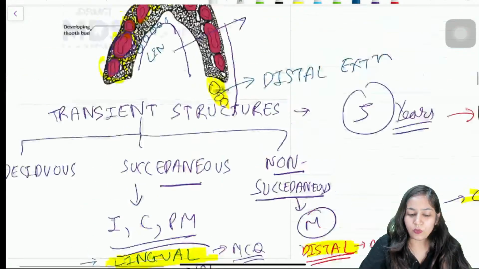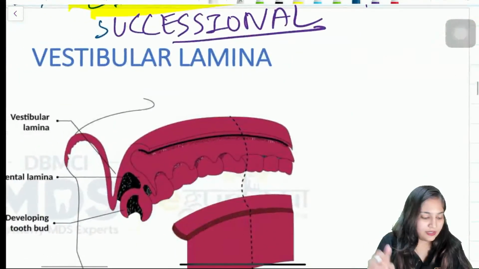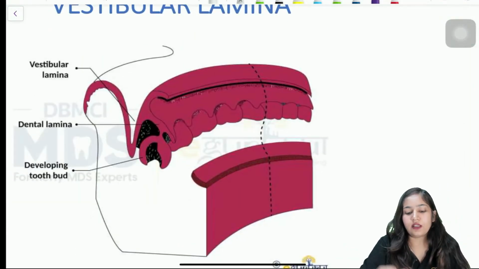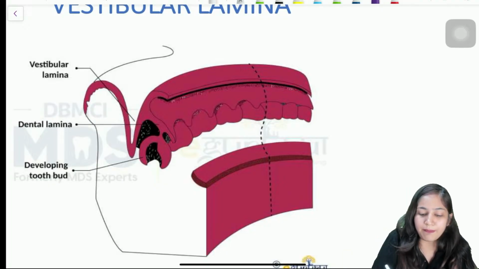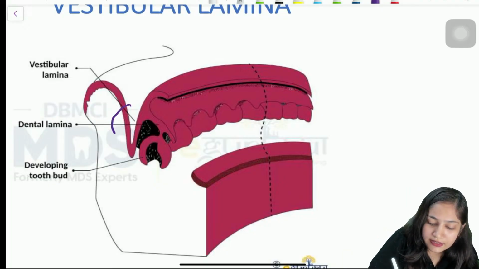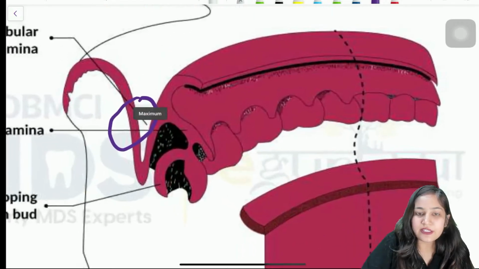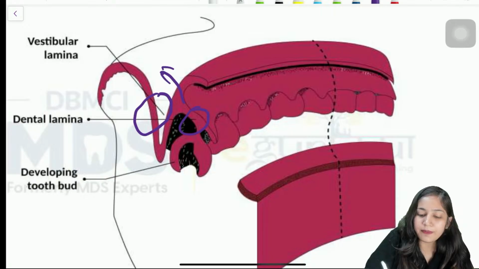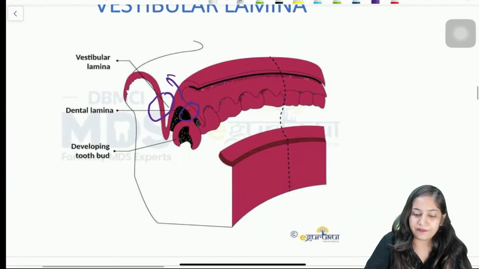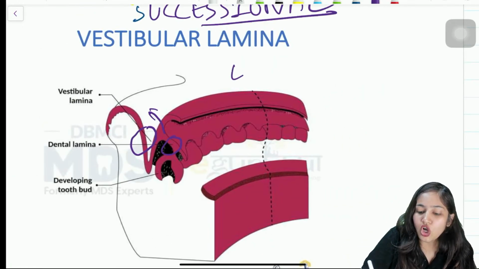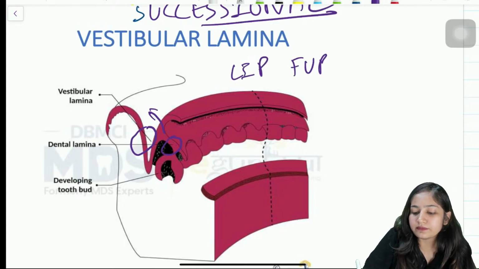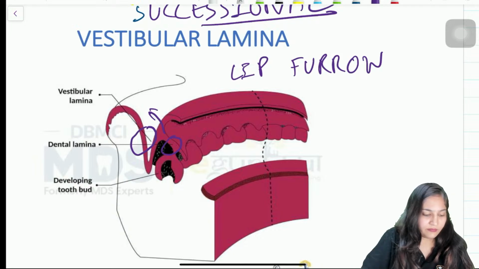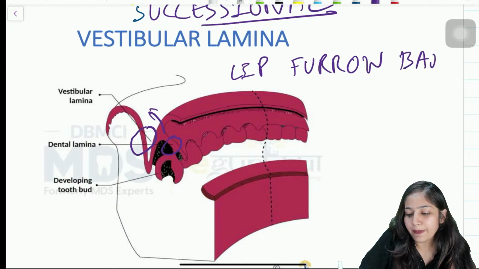Now coming to vestibular lamina. What is vestibular lamina? Vestibular lamina is mainly present buccal to the dental lamina. Here you can see this hollow structure. This is our vestibular lamina, and this is our dental lamina. So it is present definitely buccal to the dental lamina. It is also known as lip furrow band.